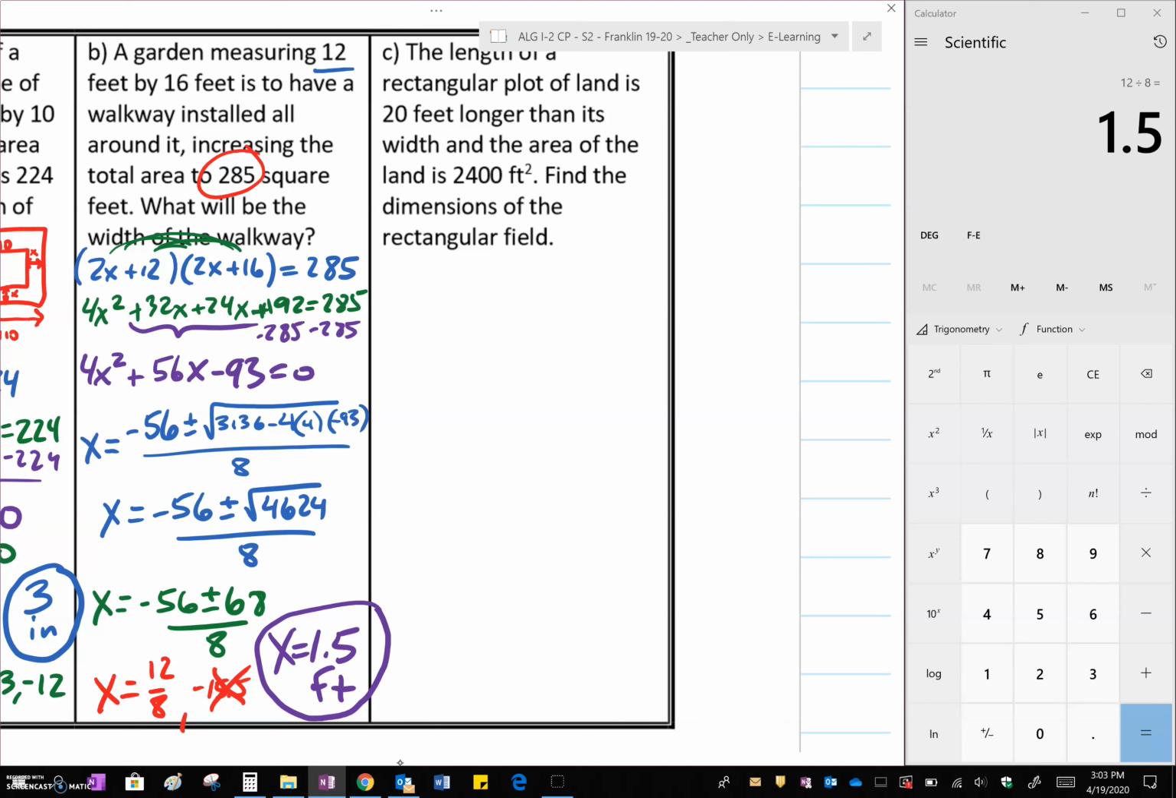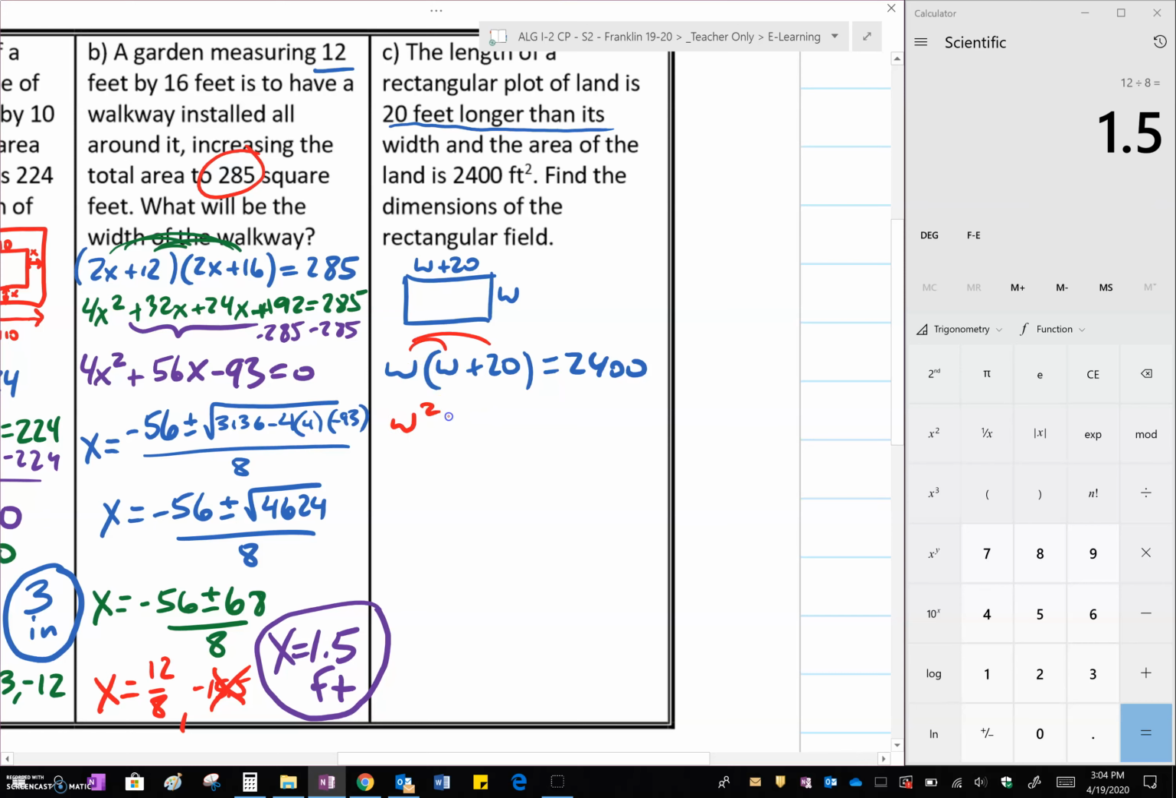Okay, so the length of a rectangular plot of land is 20 feet longer than its width, and the area of the land is 2,400 feet squared. Find the dimensions of the rectangular field. This is just like a problem from the last video. We have a rectangle, and we're giving the dimensions in terms of the width. If the length is 20 feet longer than the width, that's just W plus 20. And the area is 2,400, so we've got W times W plus 20, length times width, equals 2,400.